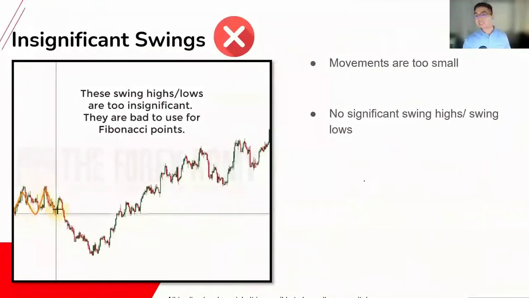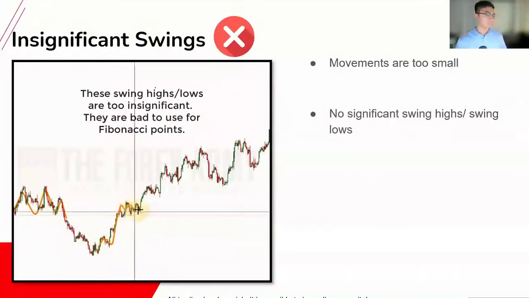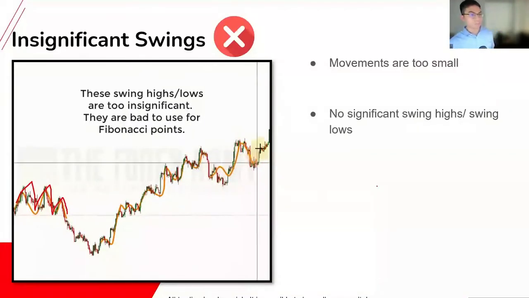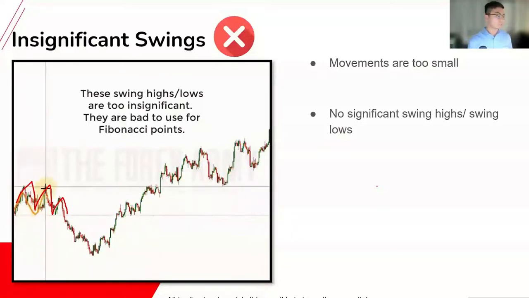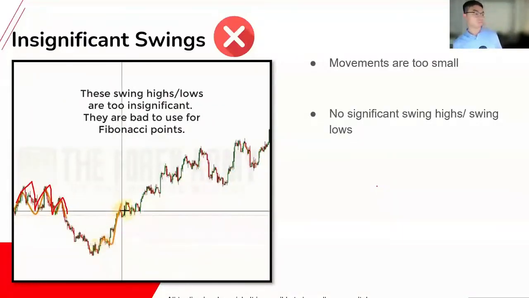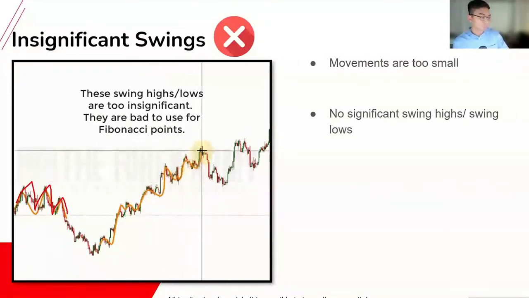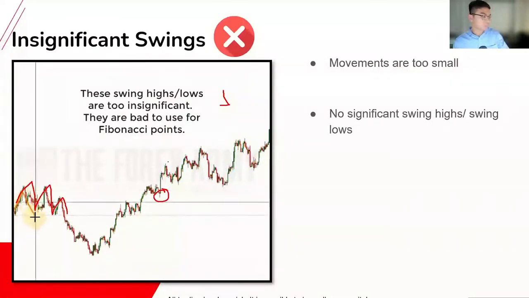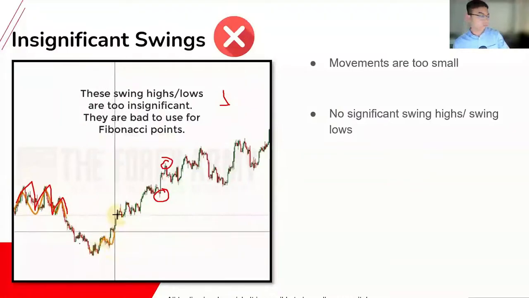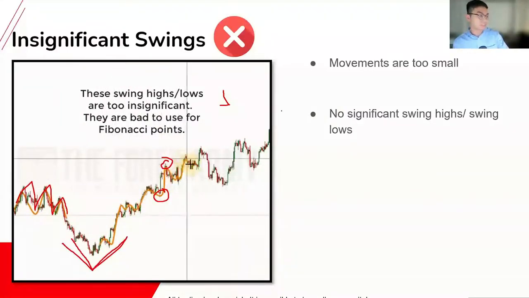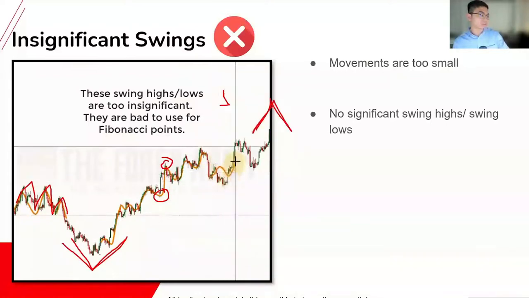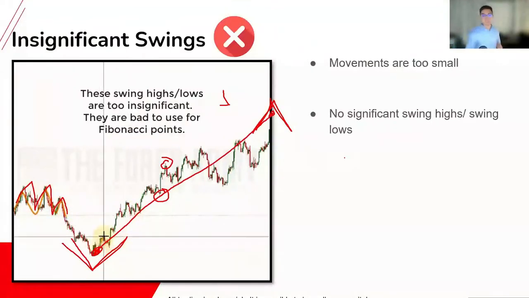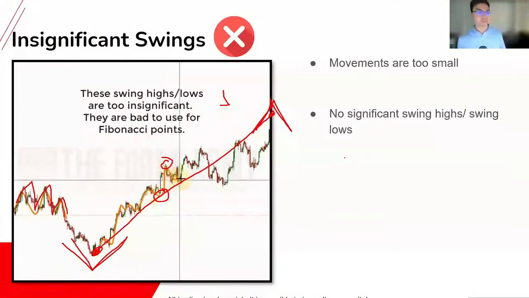Okay, looking at insignificant swings. Recap: you are not going to care about all these tiny movements on the chart. Take a look at this GIF, which is drawing out all the insignificant swings using the orange highlighter. You cannot just draw randomly from this tiny little swing up to this high right there. It's not significant enough. You need to be drawing from this significant swing low to this highest point. So you draw the Fibonacci, and it should look something like this. That is a proper significant swing.